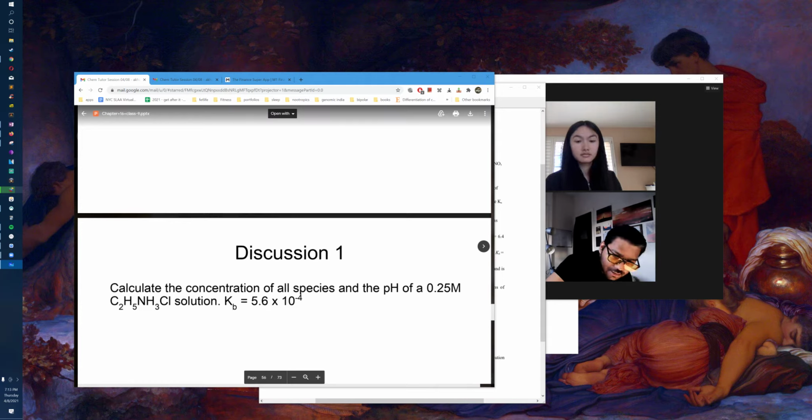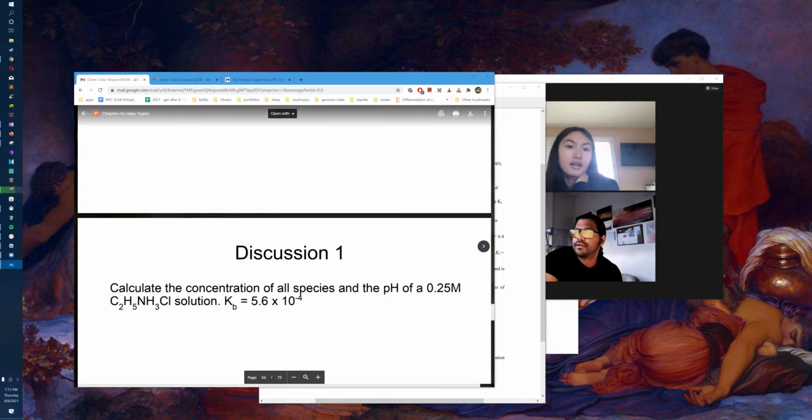Or multiplied by... wait, 0.1 is 1 over 10. I'm multiplying it by 10 to get 121e negative 5, which is just 1.21e negative 3. Is that what you end up getting? Yeah. Okay.